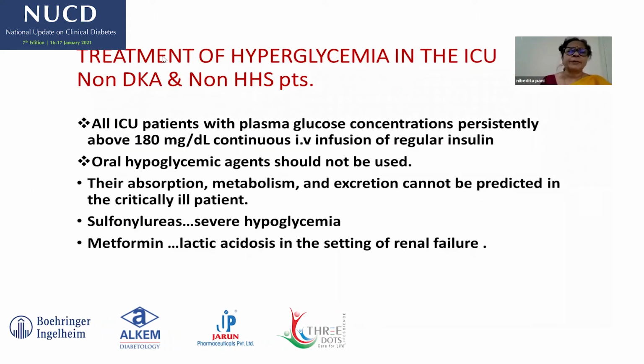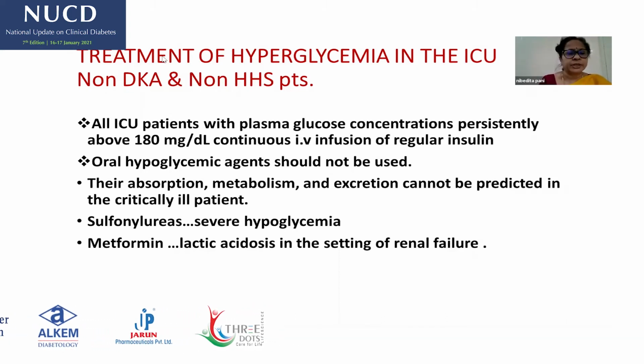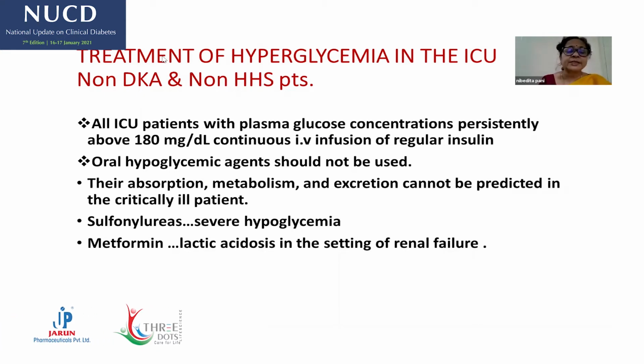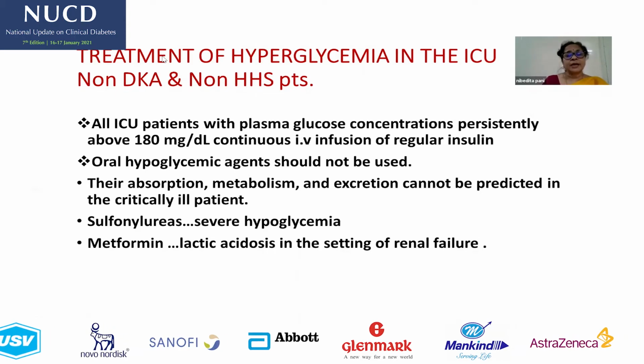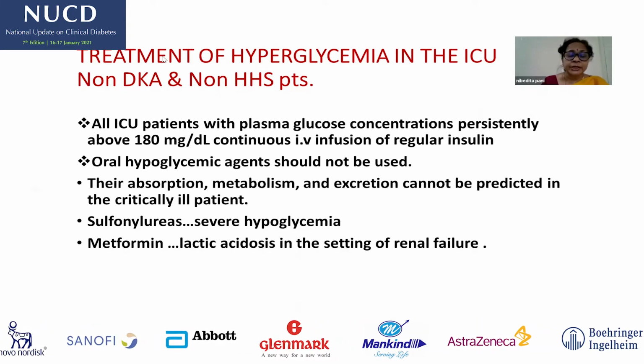So how do you treat hyperglycemia in the ICU in non-DKA and non-HHS patients? For all ICU patients with plasma glucose concentration persistently above 180 milligram per dL, continuous IV infusion of regular insulin is to be given. Oral hypoglycemic agents should not be used. Their absorption, metabolism, and excretion cannot be predicted in the critically ill patient.